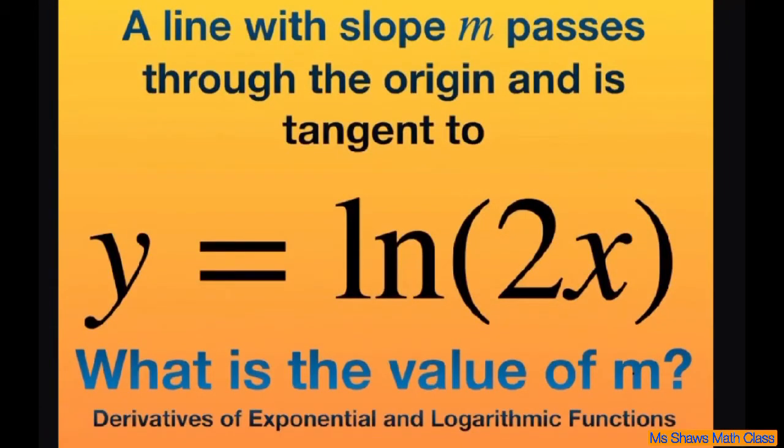Hi everyone. A line with slope m passes through the origin and is tangent to y equals ln of 2x. We're going to find the value of m. So basically our equation of the line is going to be y equals mx. Usually it's plus b, but it passes through the origin, so we're just going to put our b as 0.